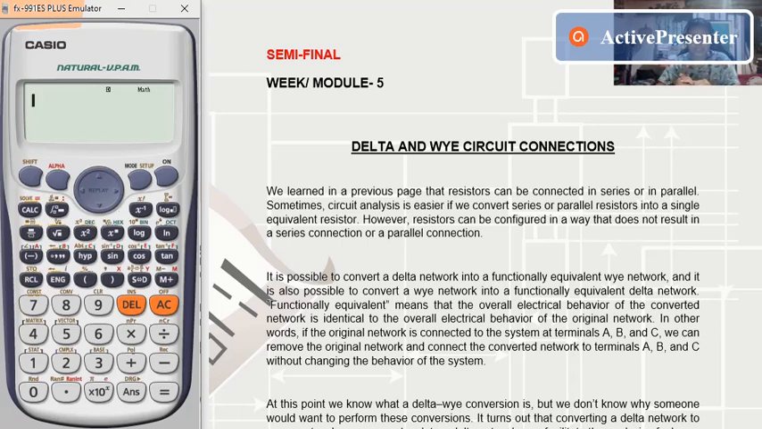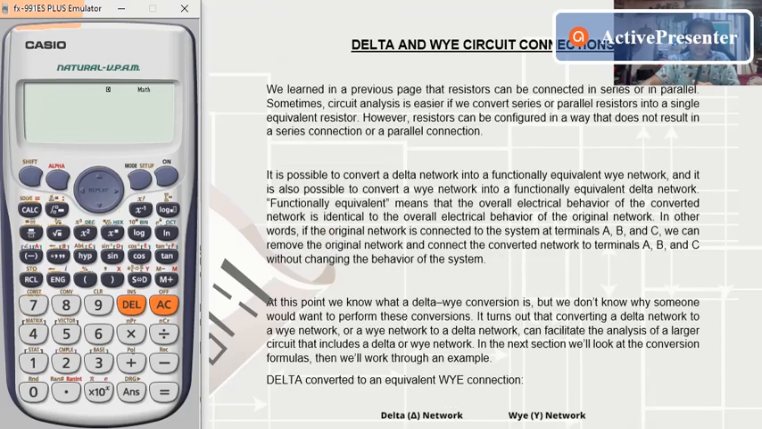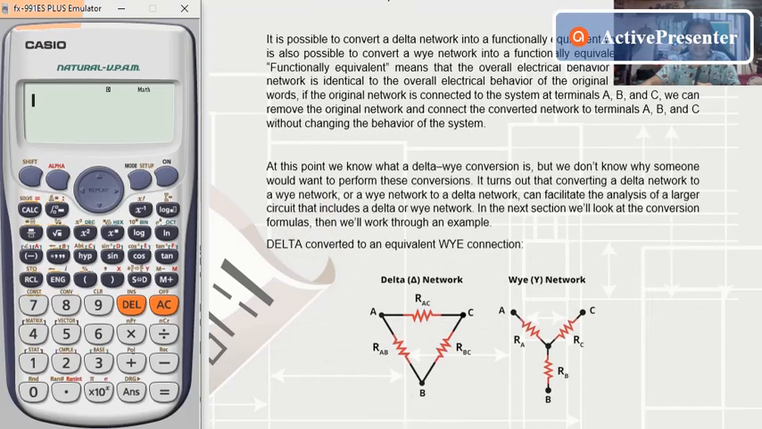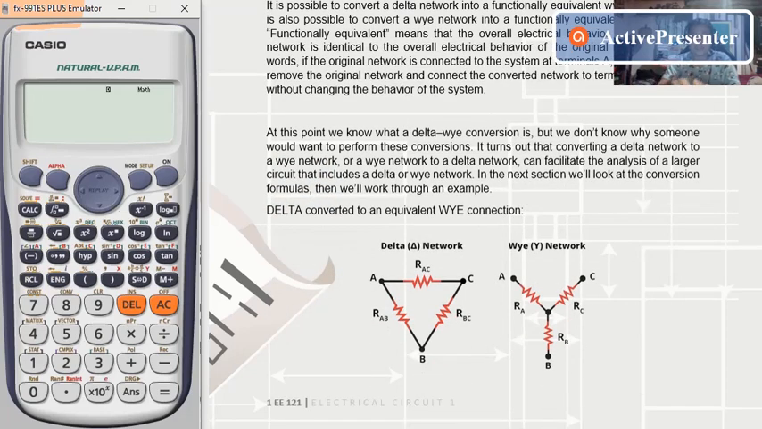So this means we can convert, for example, our delta network into a Y network or vice versa. At this point, we know what a delta Y conversion is, but we don't know why someone would want to perform these conversions.